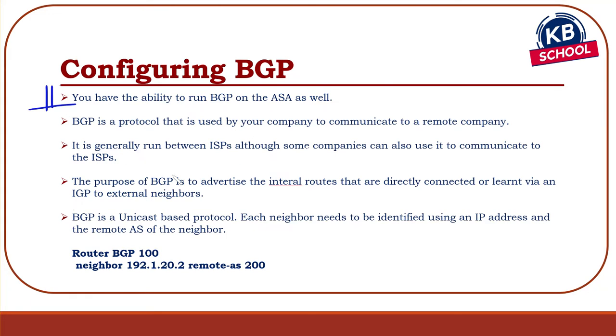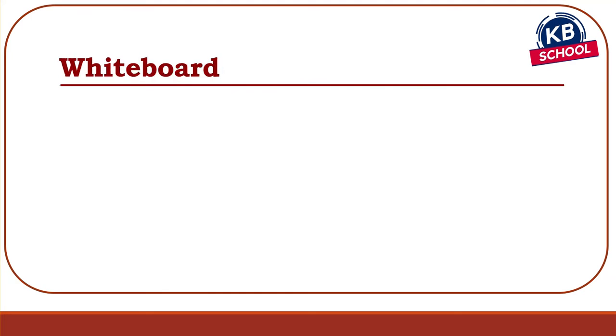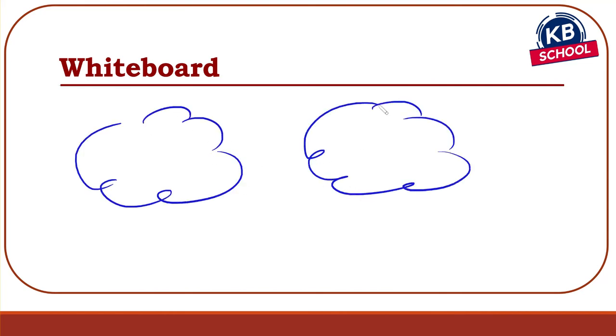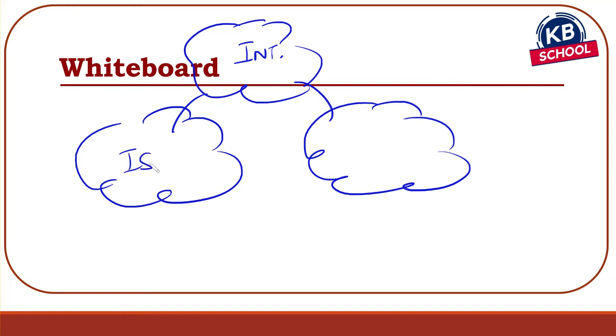BGP is a protocol that generally is used by your company to communicate to another remote company, like from one ISP to the other, or maybe you are a company that is doing multi-homing, where you do want to learn the routes from two different ISPs and make a decision on which ISP you would prefer for a particular route. So for example, I am connected to two different ISPs which are connected to each other through the backbone. So this is ISP1 and I have ISP2. This type of setup is known as a multi-home setup.